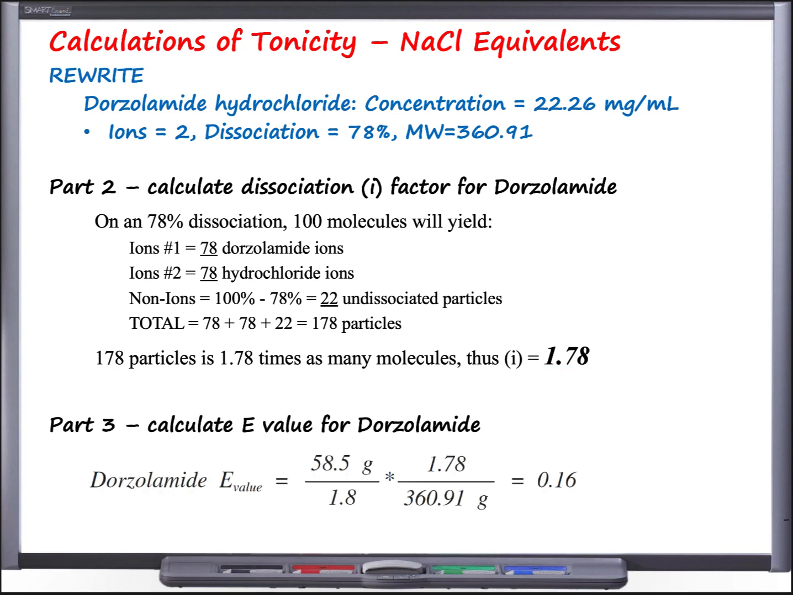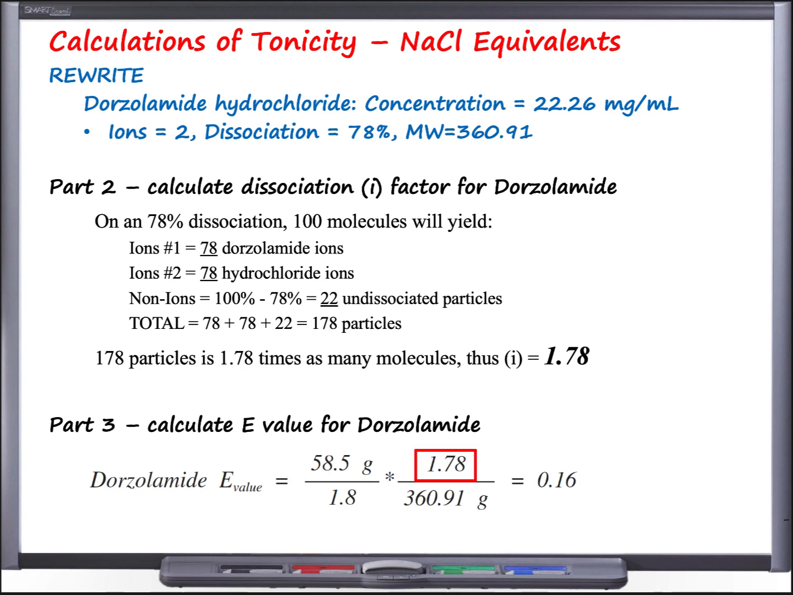Now that we know that, we can go ahead and calculate the E-value for dorzolamide. Remember, this E-value is comparing it to sodium chloride. I don't want to explain where this formula comes from, it's in your textbook, but to calculate the E-value, this is all you've got to do. You're going to start with the formula weight for sodium chloride, which was 58.5 grams. We divide that by its published dissociation factor for sodium chloride, which is 1.8.